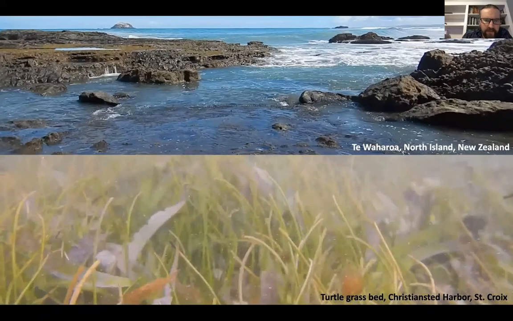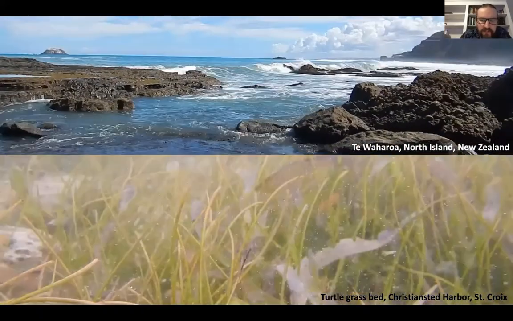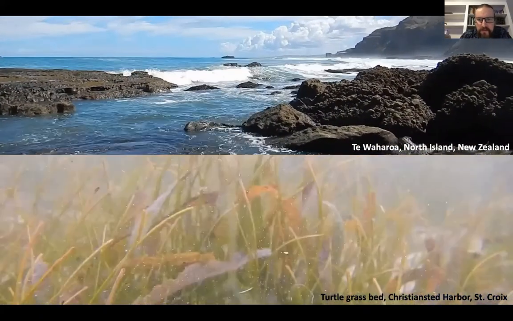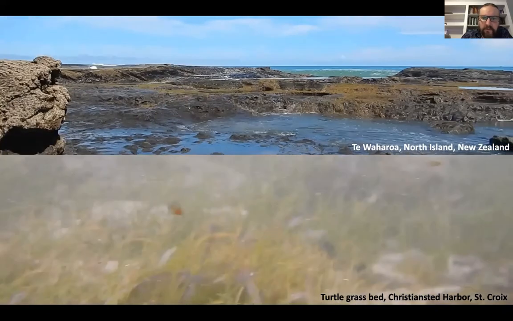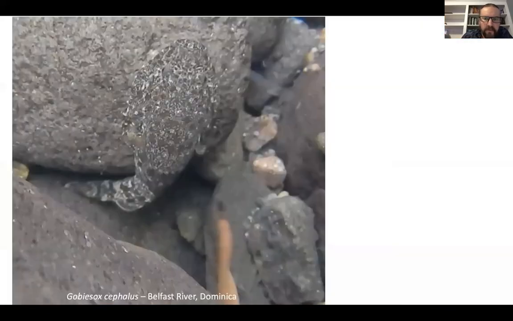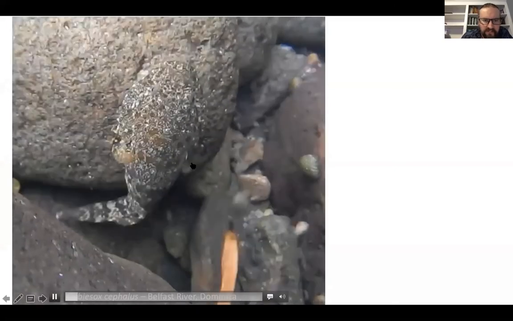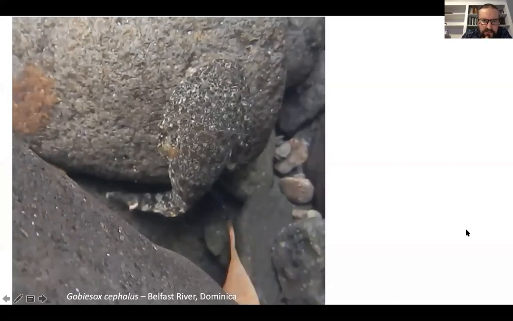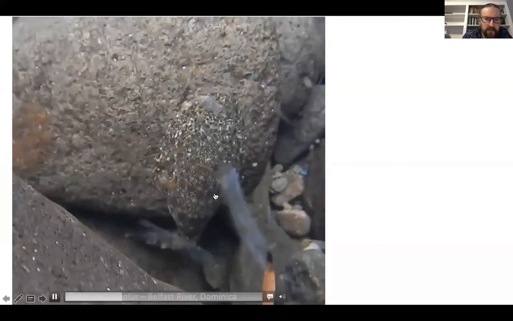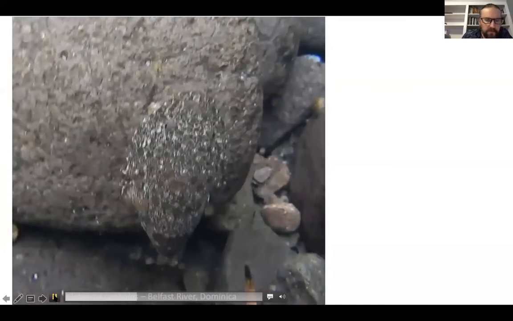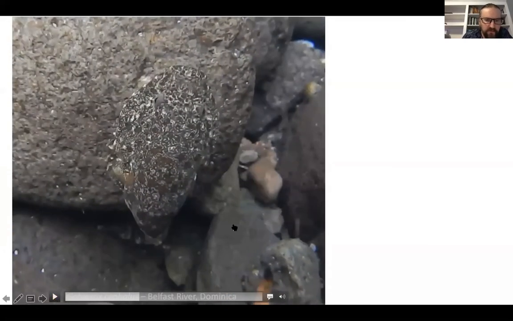These are the types of habitats that they occur in. They're high energy habitats, like rocky shores, with lots of wave action. They can inhabit these high energy areas because of their ability to stick to the substrate. And this is a freshwater clingfish that's filmed underwater in a freshwater stream in Dominica. So they not only stick to the substrate very well, they also camouflage, match the substrate, to a very high degree also.